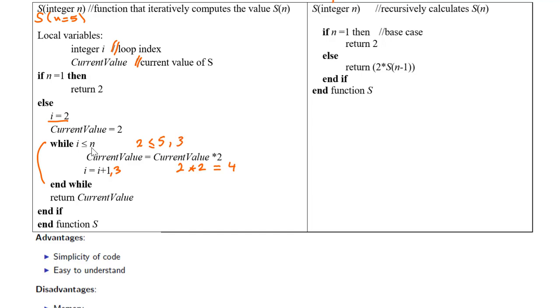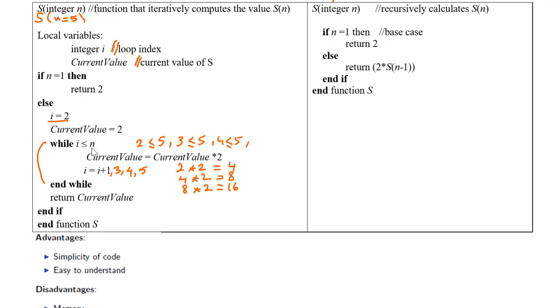So the next thing is 3 less than or equal to 5, yes. So the current value, which is 4, becomes 4 times 2, which is 8. Now I becomes 4, increased by 1. Then I go back here. So again, is 4 less than or equal to 5, yes. So the current value becomes current value times 2, which is 16. And then increase I by 1, which gives me 5.